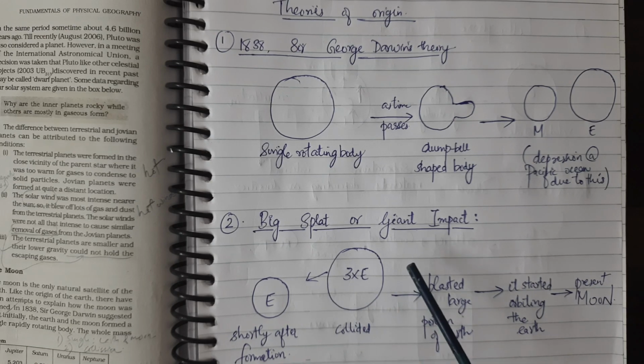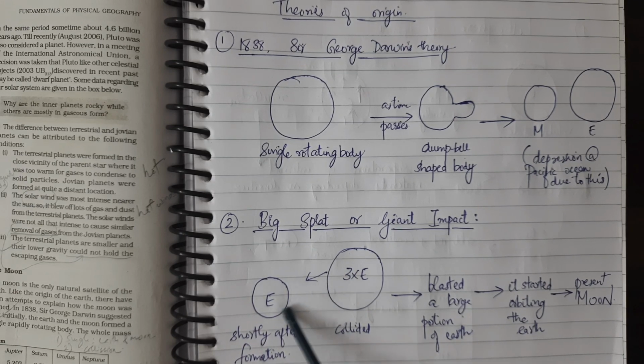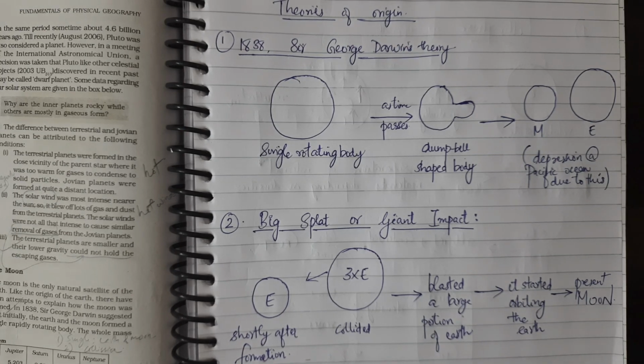So this much size body comes and hits the Earth, collides with the Earth. It blasted a large portion of the Earth into space. So this comes and hits this. A large portion of this goes out, and this large portion started orbiting the Earth. And after many years, this formed the present day Moon. So this is a theory, and that is about that topic.